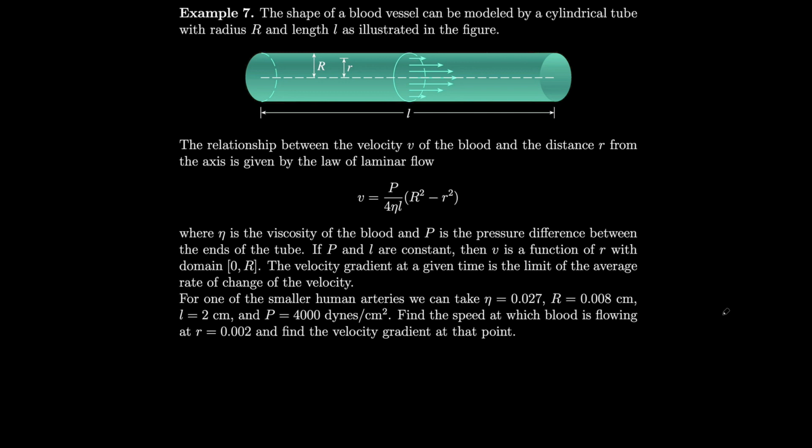If P and L are constant, then v is a function of r with domain from 0 to R. The velocity gradient at a given time is the limit of the average rate of change of velocity. So velocity gradient is the derivative. For one of the smaller human arteries, we can take eta, R, L, and P to be equal to given values. Let's find the speed at which blood is flowing at the given r and find the velocity gradient at that point. So let's first find the derivative dv/dr.